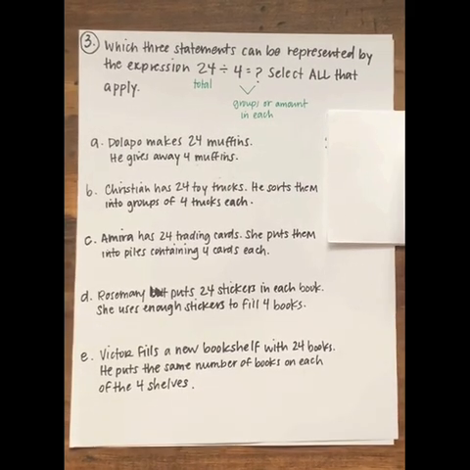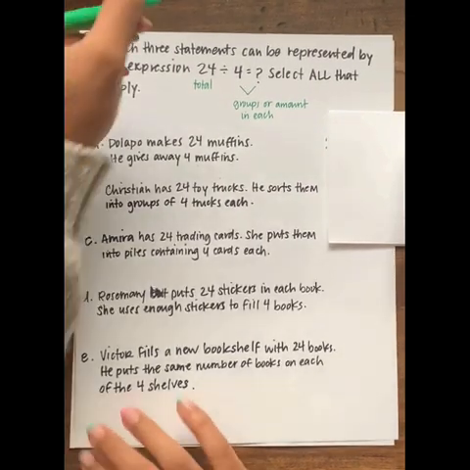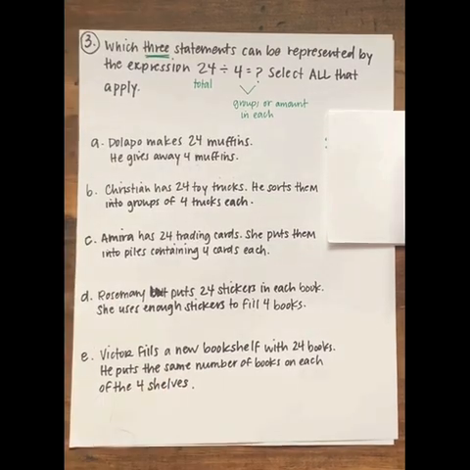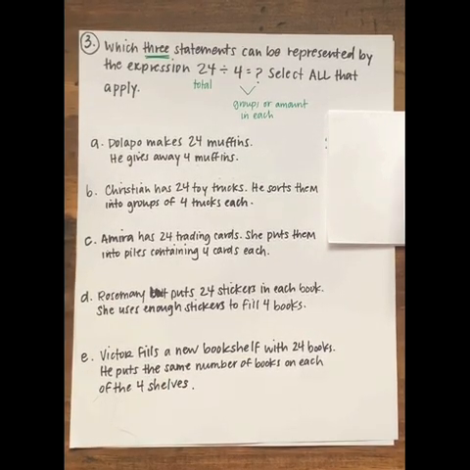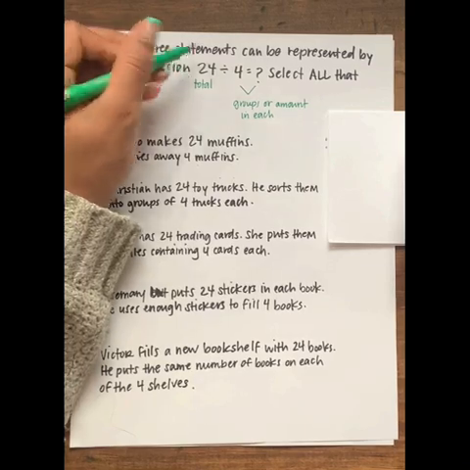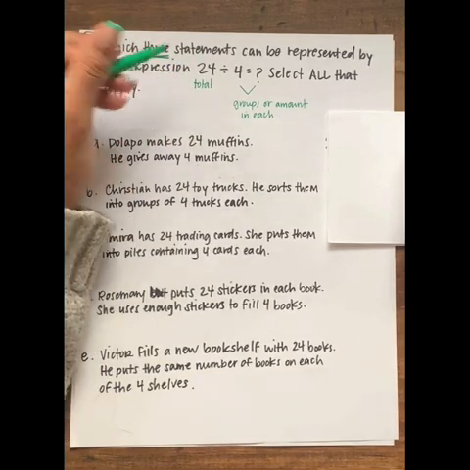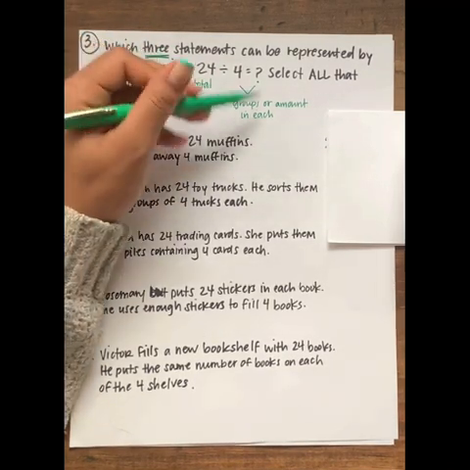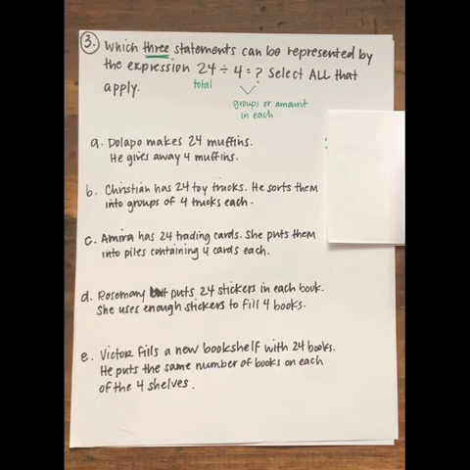Let's take a look at number 3 from our workshop. Which 3 statements can be represented by the expression 24 divided by 4? Select all that apply. I saw so many smart friends immediately label their equation to identify the total and our groups or amount in each.